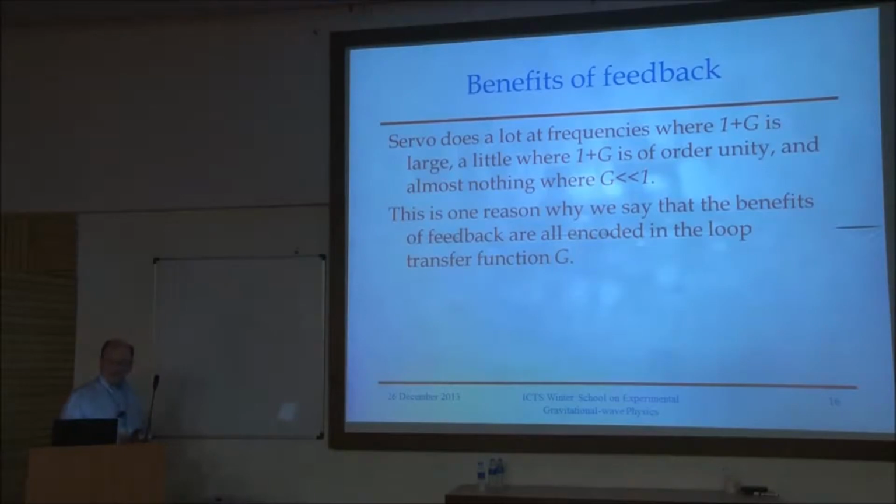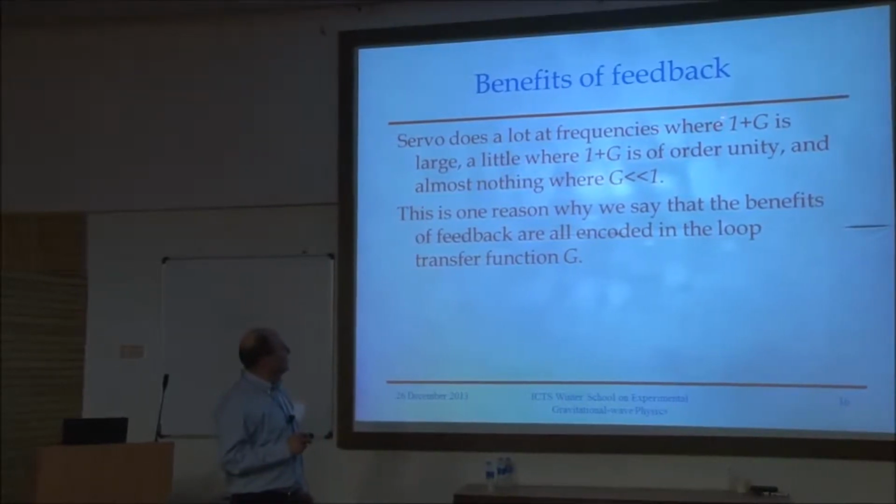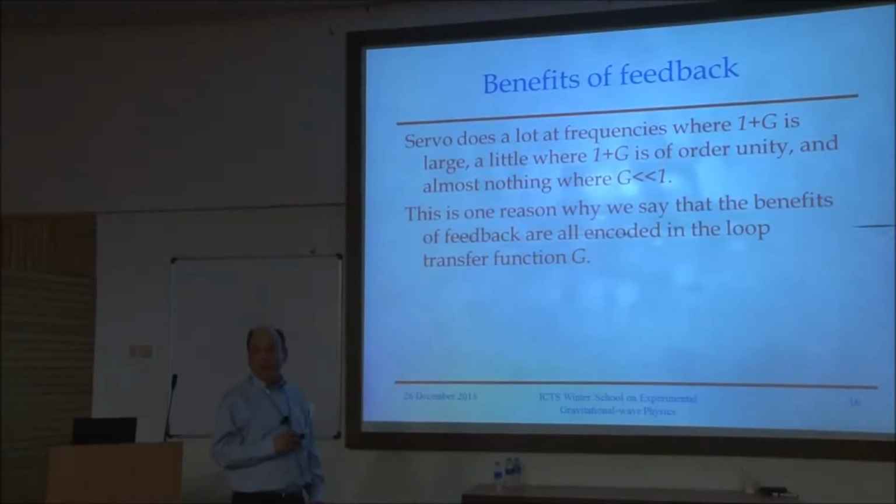So let's first say a relatively obvious thing. Our modification of our original frequency response comes by having a factor of 1 plus G in the denominator. So a feedback control system does a lot where 1 plus G is big. It does a little where 1 plus G is of order unity. And it does almost nothing where G is much less than 1. Okay? So that denominator makes things happen. So tracking the loop gain, or 1 plus the loop gain, is the thing to do.